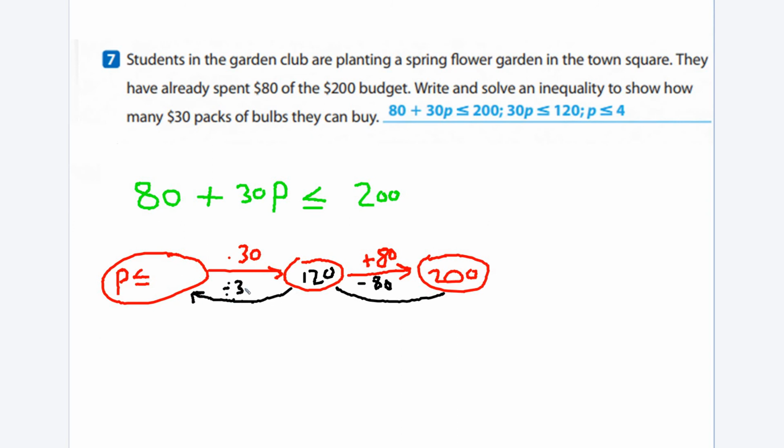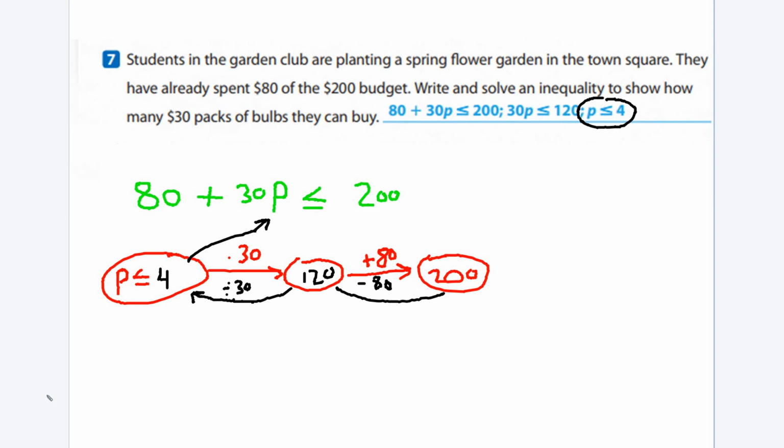Divided by 30. Do I have to reverse the inequality symbol? No, because I'm not dividing by a negative number. So 120 divided by 30 is 4. That's why my answer is P is less than or equal to 4. And then I'm going to check my work. If I plug in 4 for P, I'd get exactly 200. Right? But if I plug in 3, that means it's $90 plus the 80, which gives me 170. If I plug in 2, if I plug in 1, think about that. Can I plug in 0? Yes. Can I plug in negative 1? Think about that. That's a hint for question 8.